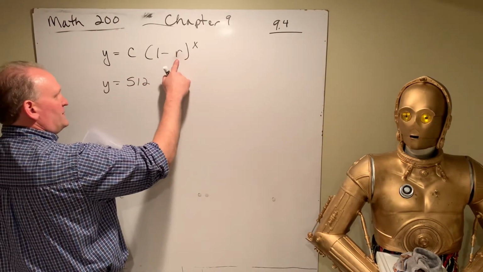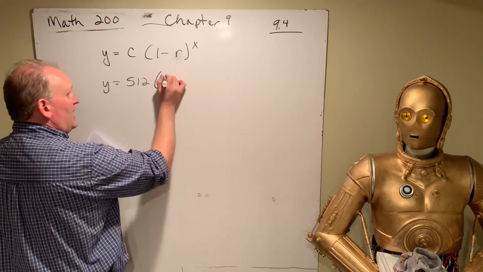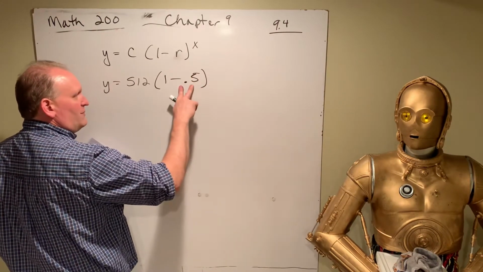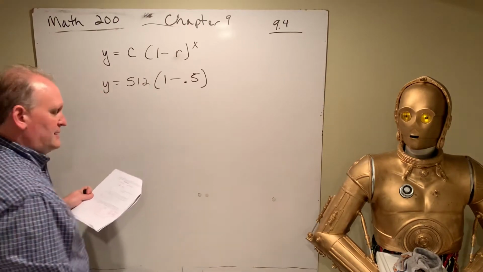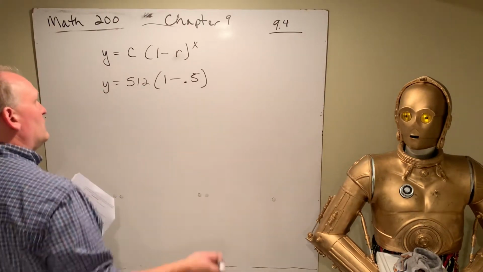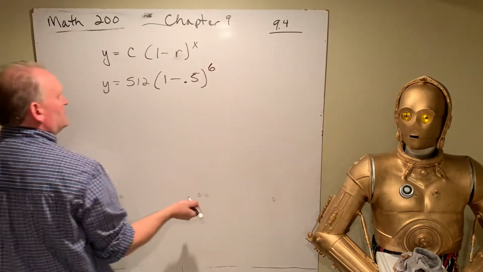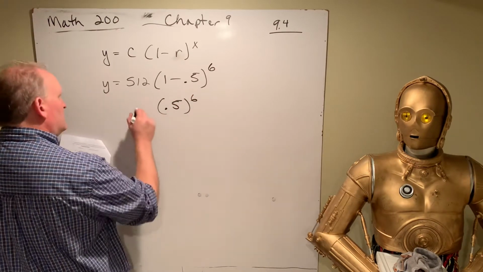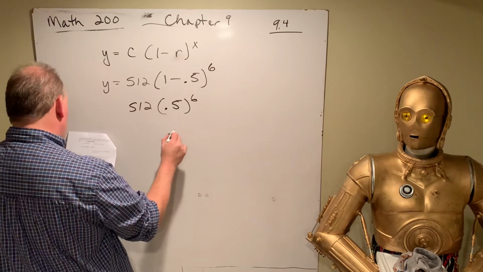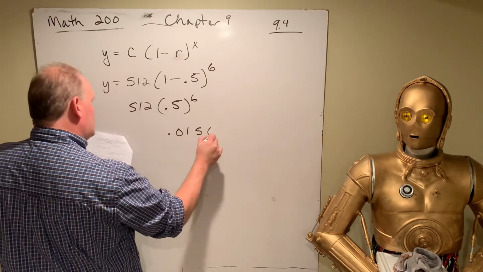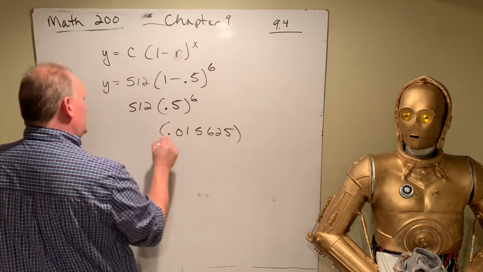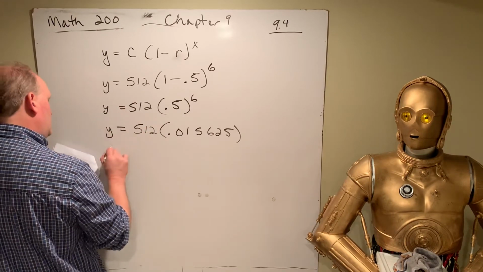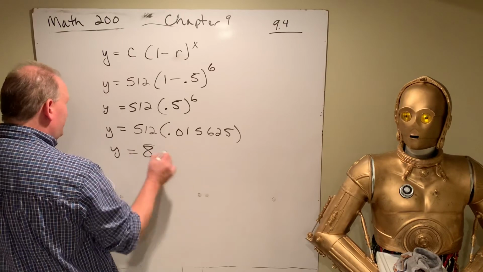This one's for exponential decay, so that would be a decay of 50%. Every time somebody plays a matchup, one of them gets eliminated, one of them gets to stay. And so they want to know, what does it look like after 6 rounds? So we do 0.5 to the 6th power, and then times 512. That's 0.015625. That doesn't go on infinitely. That stops. So after 6 rounds, we're down to just 8 players.